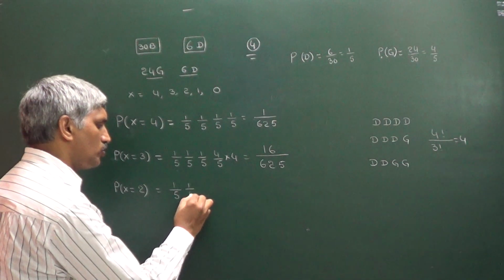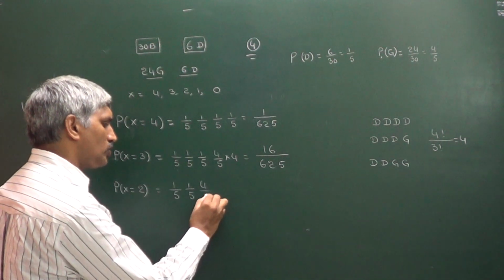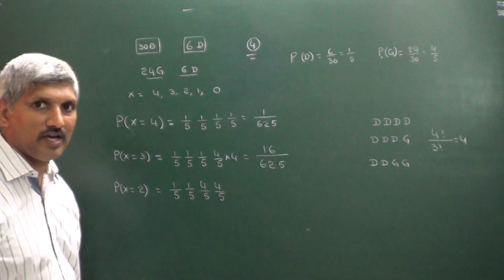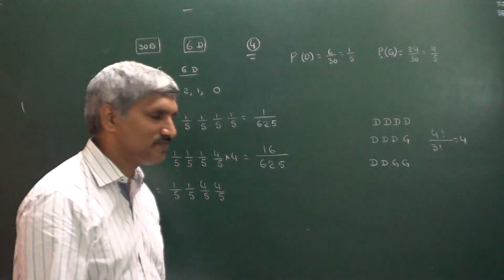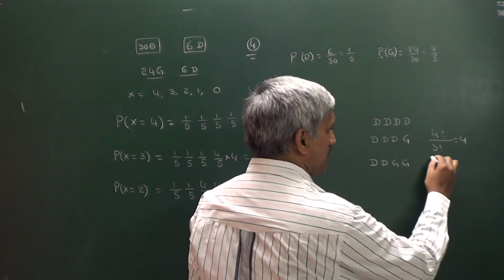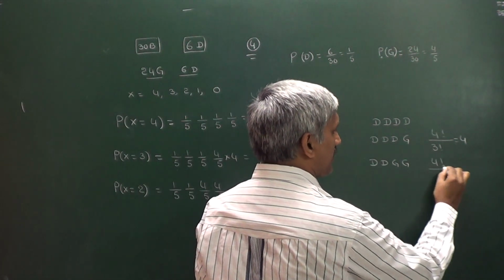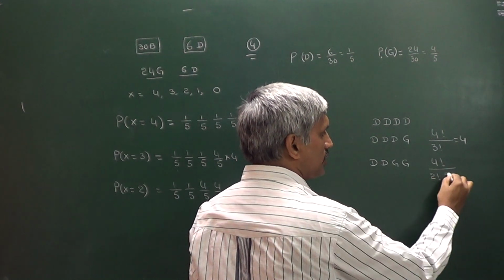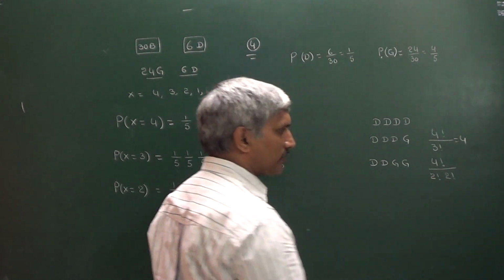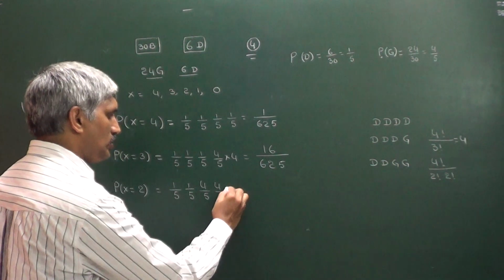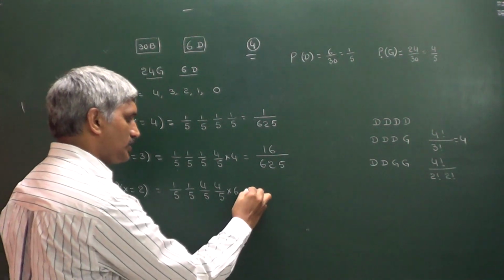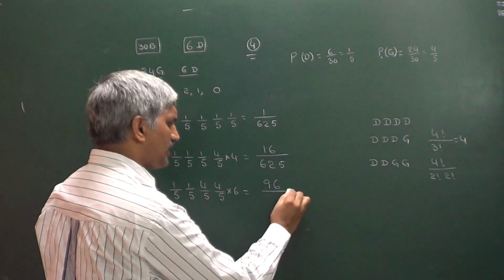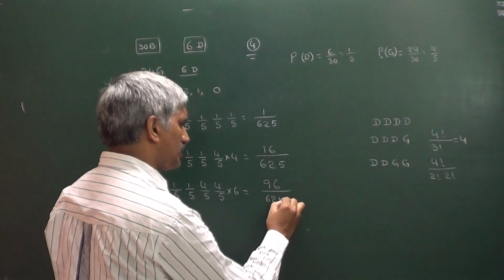1 by 5 into 1 by 5. The remaining 2 times we have to get good bulbs: 4 by 5 into 4 by 5. But how many arrangements? They can be arranged in 4 factorial divided by 2 factorial times 2 factorial, since D is there 2 times and G is there 2 times. So we are getting the value as 6. That is equal to 96 divided by 625, which is the answer.